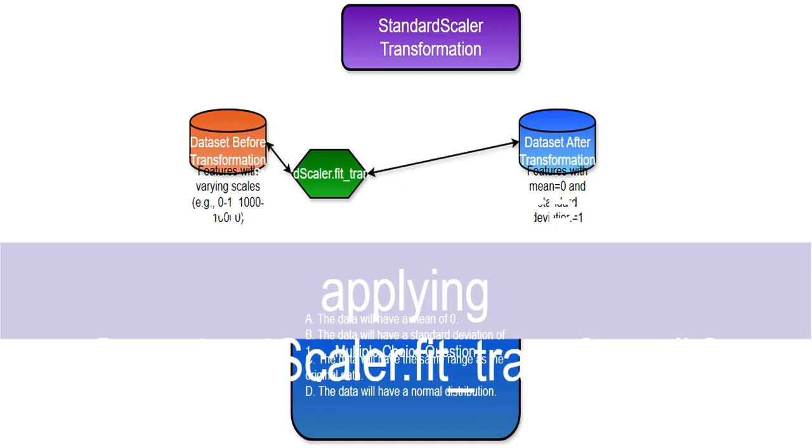This is false. The StandardScaler doesn't change the shape of your data's distribution. It only standardizes the mean and standard deviation. If your data was skewed before, it will likely remain skewed after the transformation.